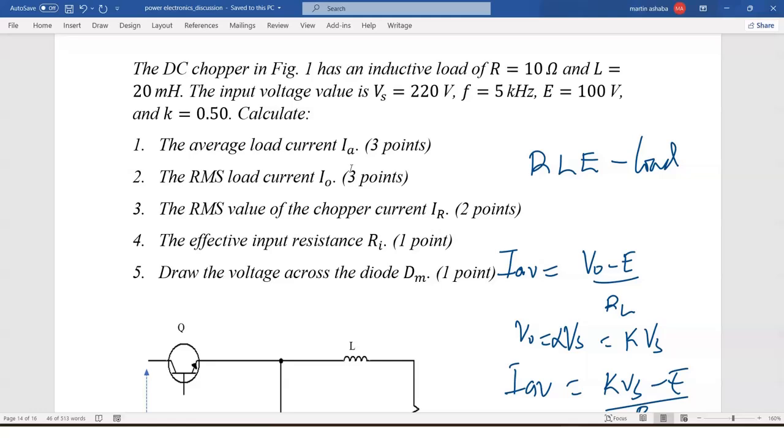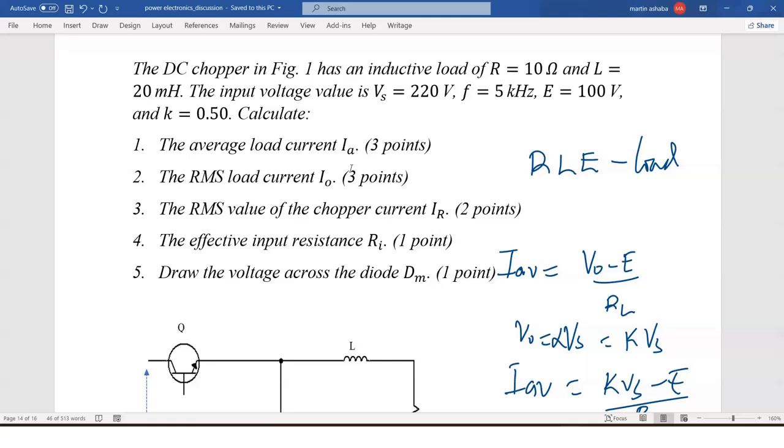So the question says the DC chopper has an inductive load of R equal to 10 ohms. Then inductance L is equal to 20 millihenries. The input voltage value is Vs equal to 220 volts. Frequency is 5 kilohertz. Then the E of the battery attached on the load side is 100 volts. And duty cycle K is 0.5.